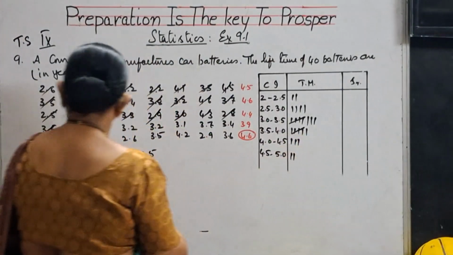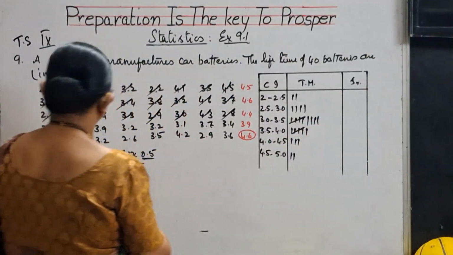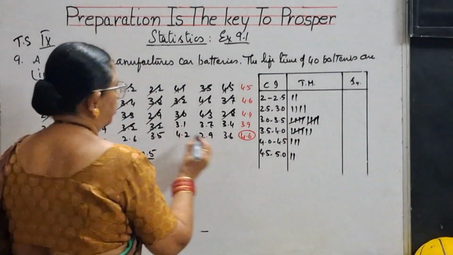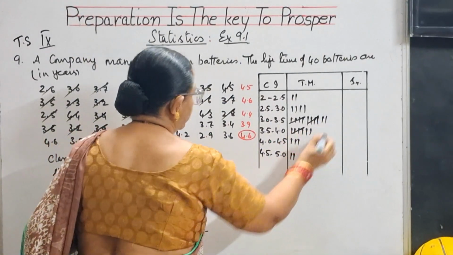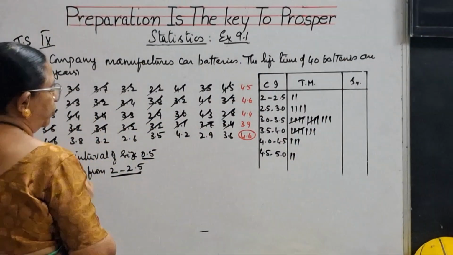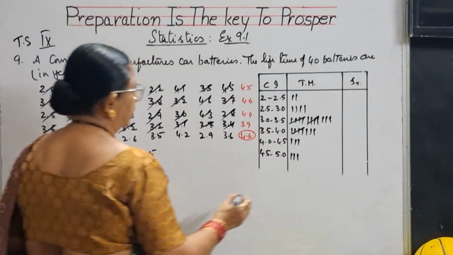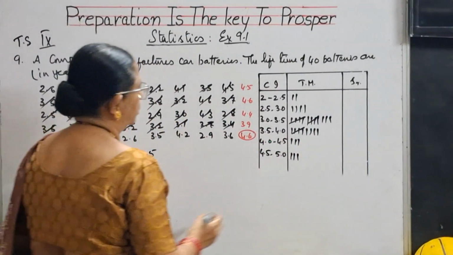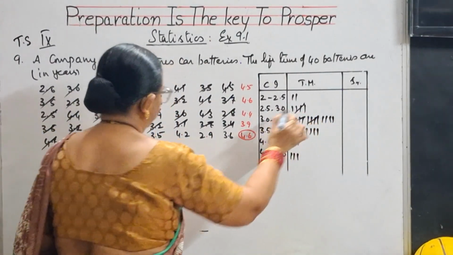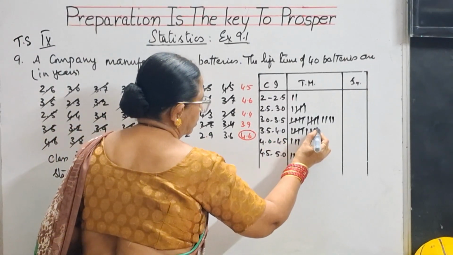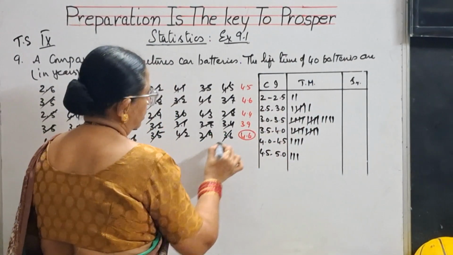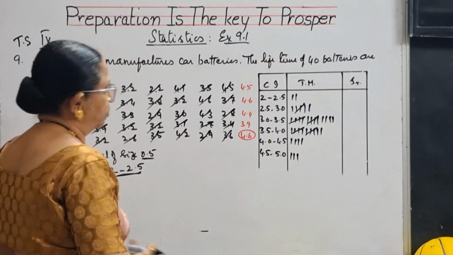3.5 here, 3.2 here, 3.9 here, 3.2 here, 3.2 again, 3.1 here, 3.7 here, 3.4 here, 4.6 here, 3.8 here, 3.2 will be here, 2.6 here, 3.5 here, 4.2 here, 2.9 here, 3.6 here. So we have finished our tally marks.